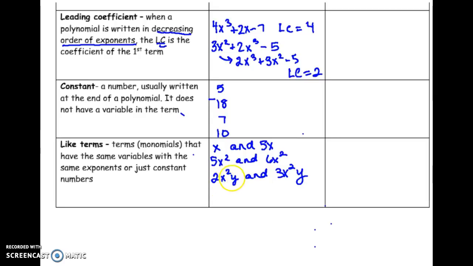Notice we have the same variables, x and x squared, and then y. Okay, so those would be considered like terms. And then if I had two numbers, say 5 and 7, again considered like terms. All right, not like terms. Just so that you know, not like terms might be something like this, where you had 5x squared y and 7xy squared. Notice the exponents aren't the same with the variables.